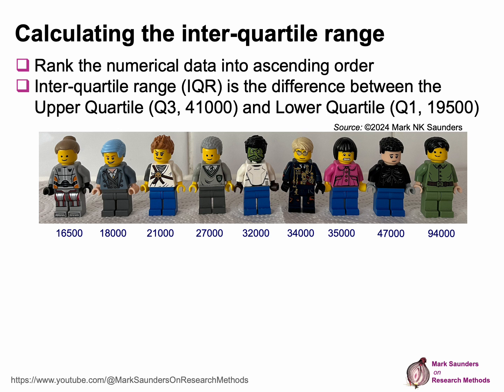We can also, from our quartiles, calculate the interquartile range. To do this, we rank our data into ascending order, and our interquartile range is the difference between our upper quartile and our lower quartile.